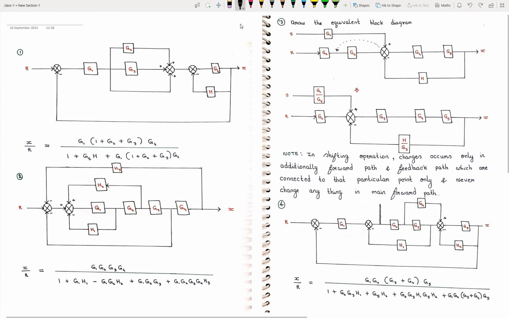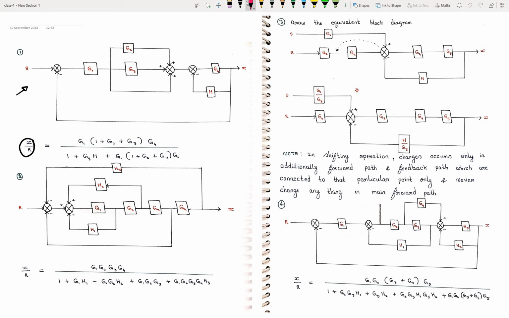In this video, I'll include some of the practice examples related to block diagram reduction techniques. I'll discuss how to find the transfer function for a given block diagram. In exams, we can expect a block diagram in this way, and we have to find the overall transfer function. Transfer function is output by input. I have included here 4 examples, so we solve one by one.